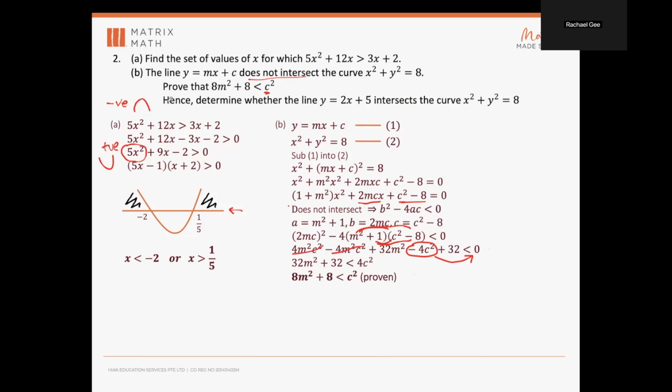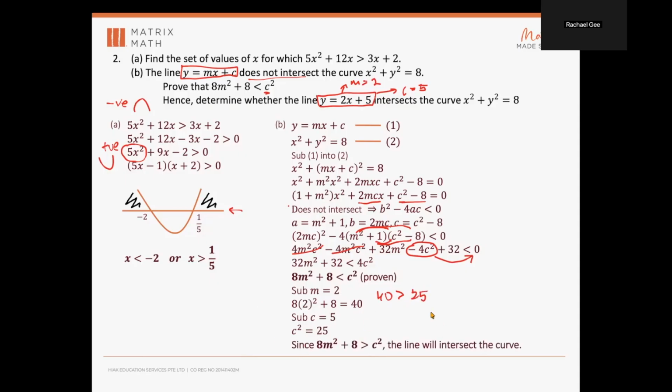Then prove it. Then hence determine whether the line y equals 2x plus 5 intersects the curve. If you take a look at your line here, it is in the format of this already. So from here, you can tell that your m is 2, your c is 5. What we know is that when 8m squared plus 8 is less than c squared, this means that you will have no solution. So we'll check whether our 8m squared plus 8 is more than, equal to, or less than c squared. You sub m equals 2 into this part here, so 8 times 2 squared plus 8 will be 40. And then you sub in c equals 5, you'll get 25. So since 40 is more than 25, this would have solution, which will intersect.